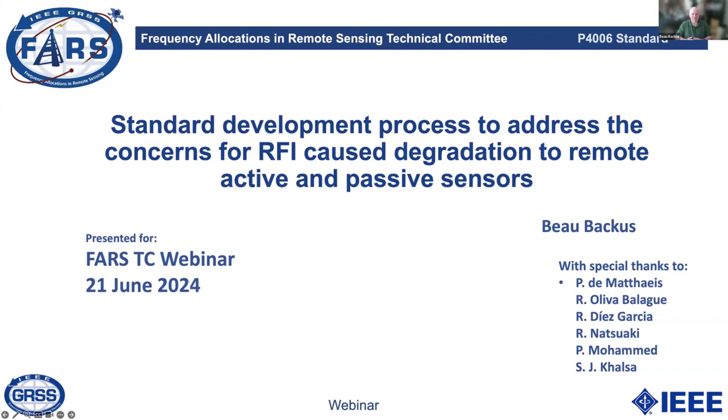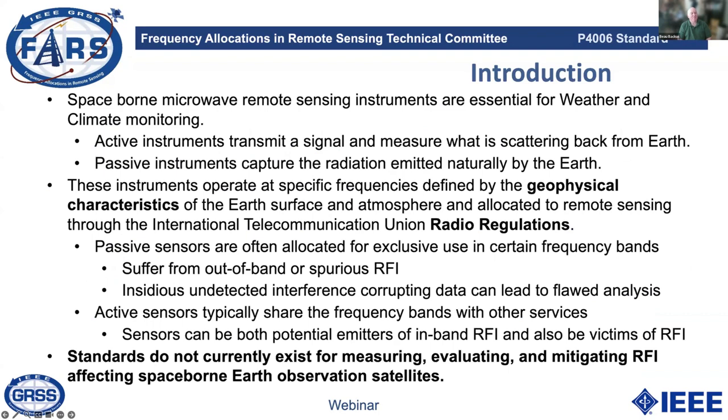Thank you. And it's great to get a chance to talk about one of my favorite subjects, active and passive sensors in space. I'd like to start off with a little bit of an introduction on the nature of the problem, and that is what we call radio frequency interference. So spaceborne microwave remote sensing instruments, which are essential for both weather and climate monitoring, have a potential to be interfered with. And I'm going to talk a little bit about how that works here in a couple slides.